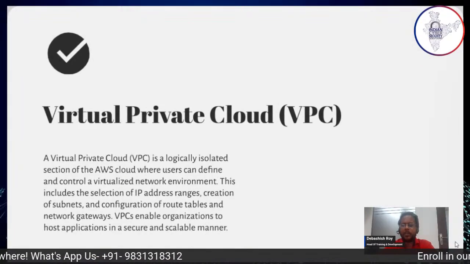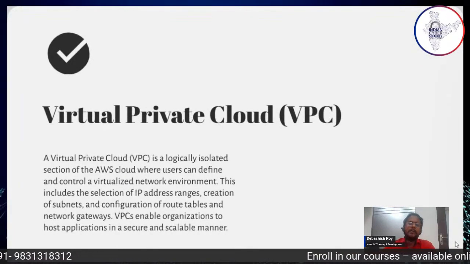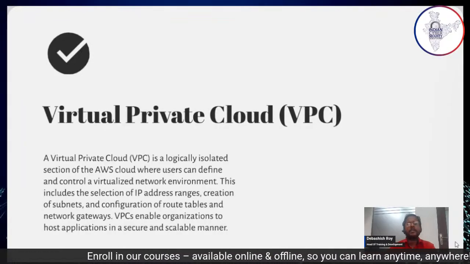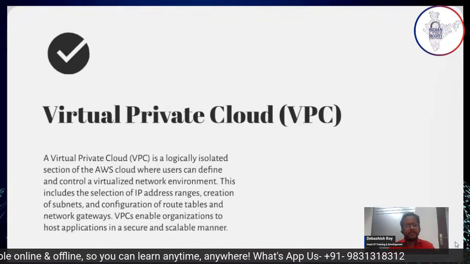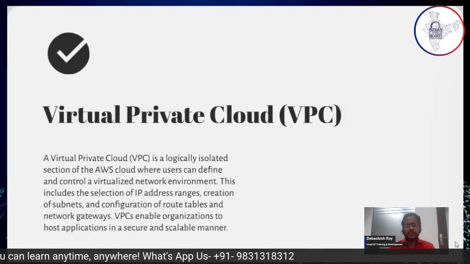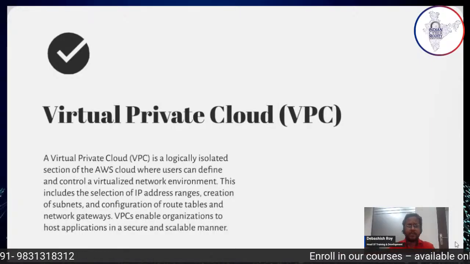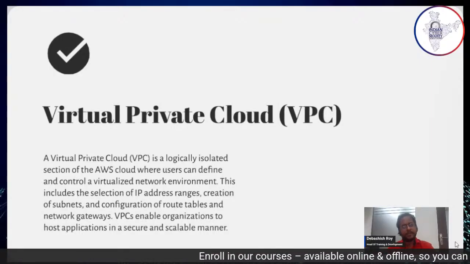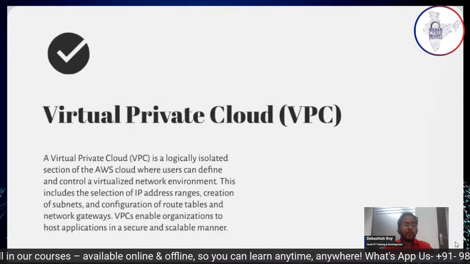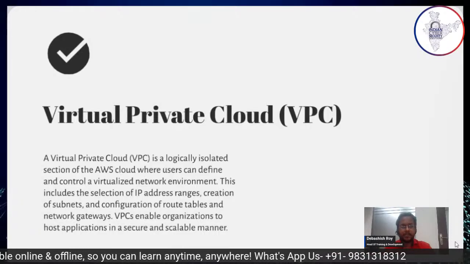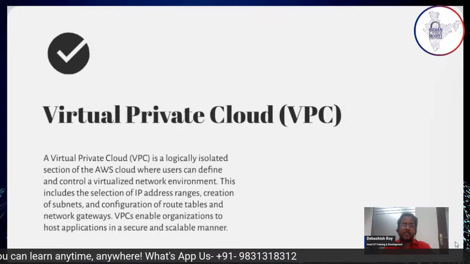So VPC is a logically isolated section of the AWS cloud where users can actually control and define a virtualized network environment. You can say that it's like a logical domain, logical area, or logical network, like the subnet. Like the subnet in Cisco, in AWS, yes, you have subnets. You are actually creating the network ID. You are saying that the network ID is the VPC, and then you divide the network ID into subnets. This includes the selection of IP address range, creation of subnets that I've already told you, and configuration of route tables and network gateways. Now, these are the components of this VPC, and we'll now discuss these components individually also.